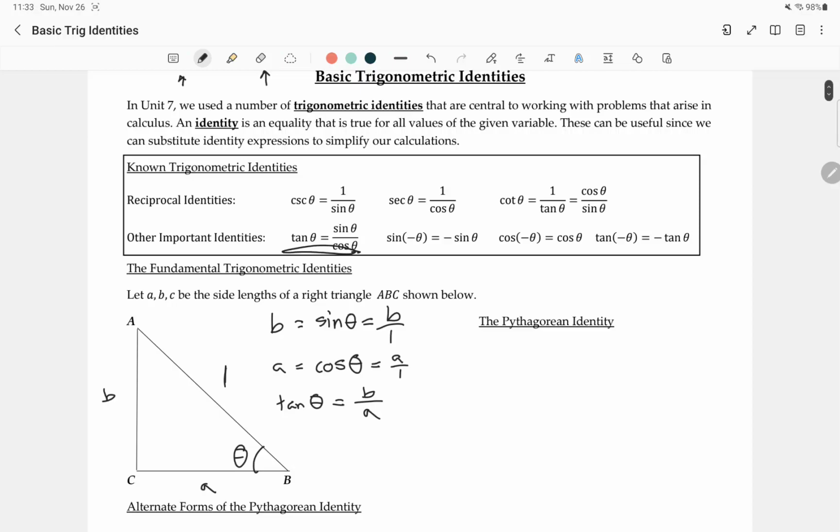Right here it gives you a nice identity where tan theta is defined to be sine theta over cosine theta, which is nice because we find that from this, because B is sine theta and A is cosine theta, so that checks out.